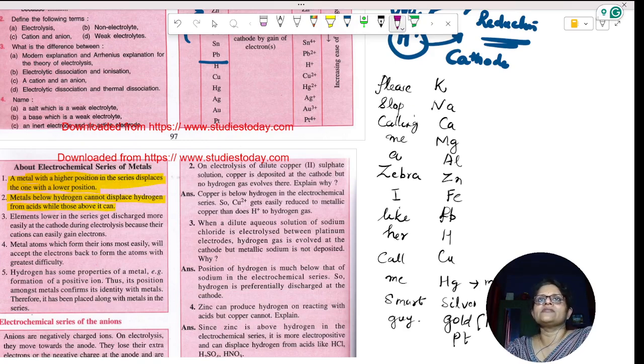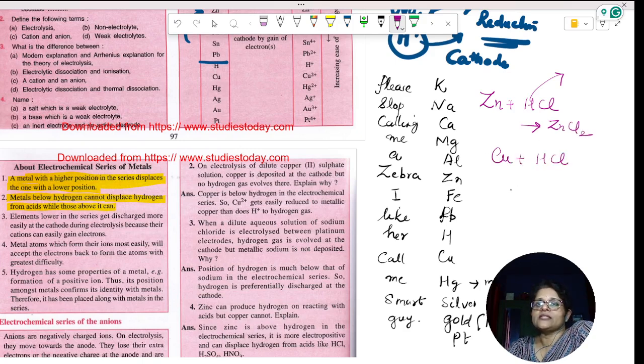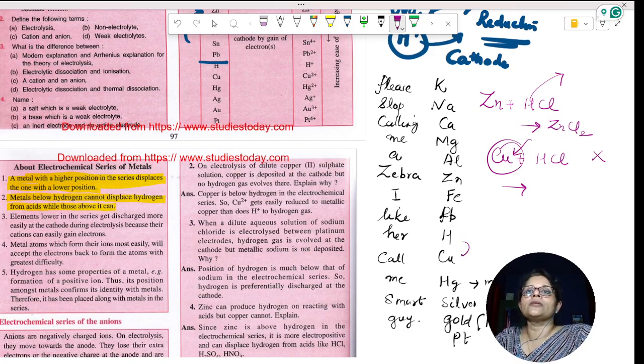For example, we have studied what happens when zinc reacts with HCl. Zinc will kick out our hydrogen from its solution to form zinc chloride. But what if copper is reacting with HCl? This reaction will not take place because copper has lesser reactivity than hydrogen. Copper is down, so it will not be able to displace hydrogen. This is about displacement reactions.